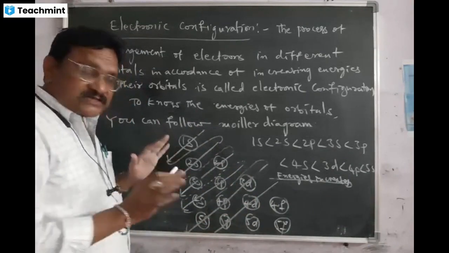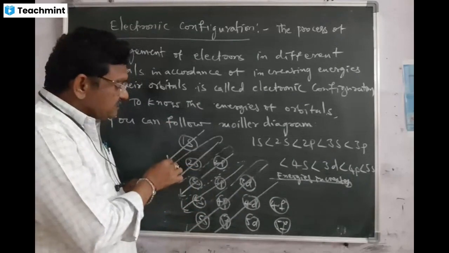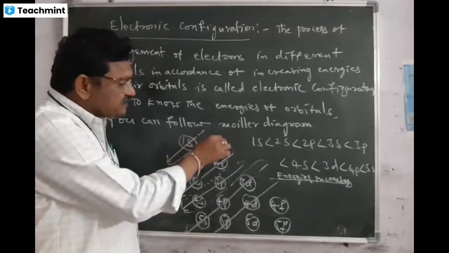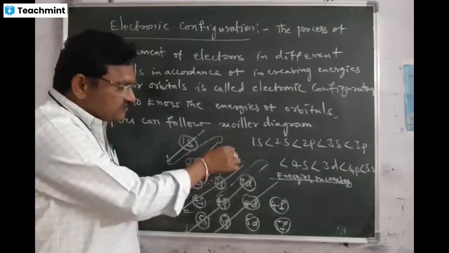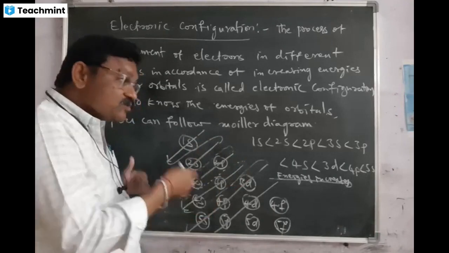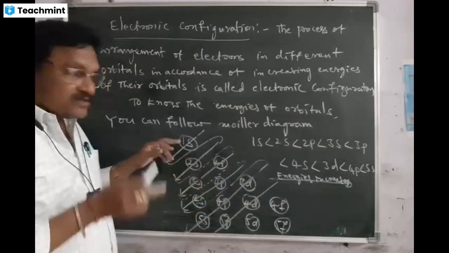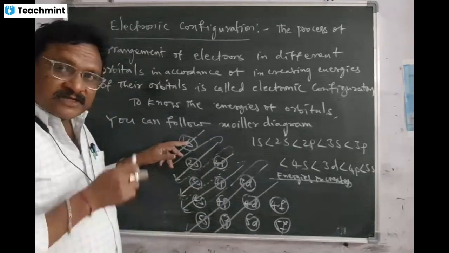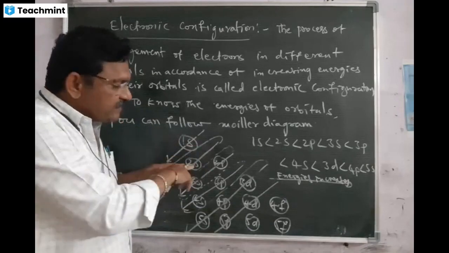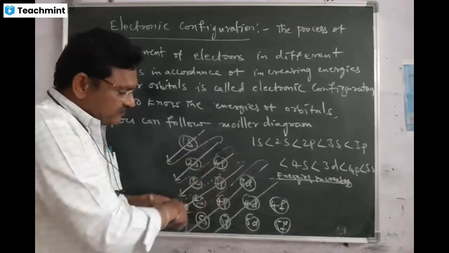In this figure, what you are doing is this: the head is connected to the tail. Here the head is connected to the tail, and again the head is connected to the tail. By this you can understand which is the lower orbital and which is higher. The lowest orbital is 1s. Electrons go into the 1s orbital, followed by 2s, followed by 2p, followed by 3s, 3p, 4s.